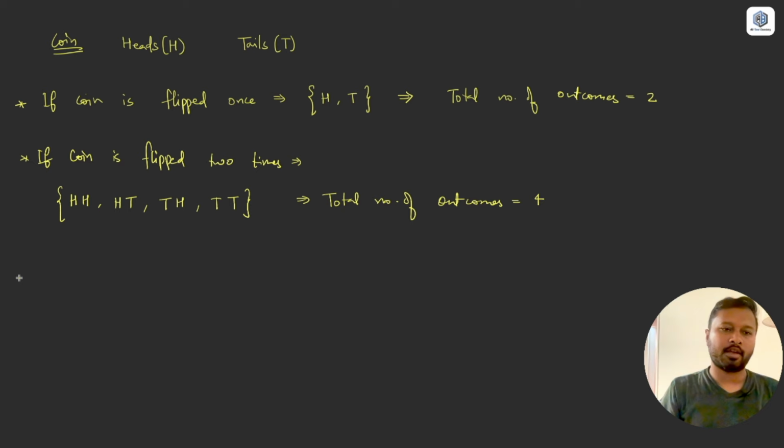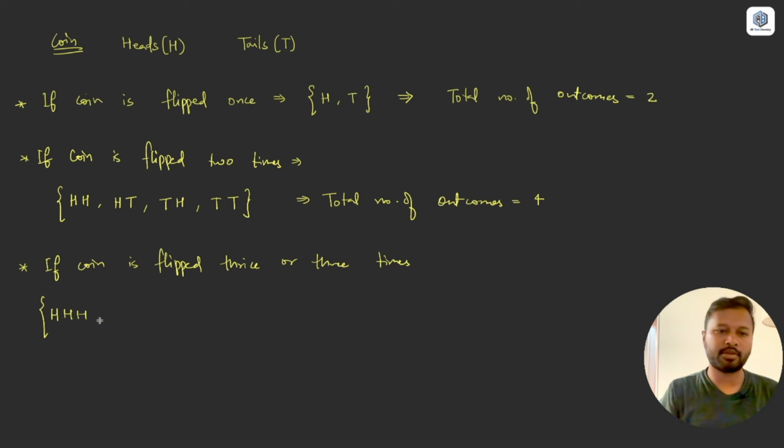Now let's say that the coin is flipped thrice, or 3 times. In that case, what are the possibilities? Either you are going to get heads all 3 times, or you are going to get heads for the first 2 times and then tails, or you are going to get first heads, then tails, and then heads, or you are going to get tails, heads, heads.